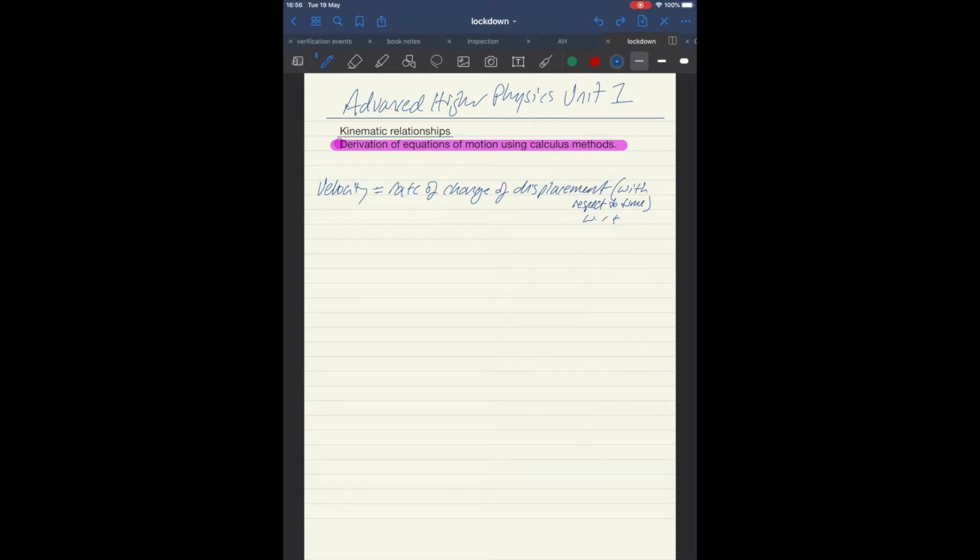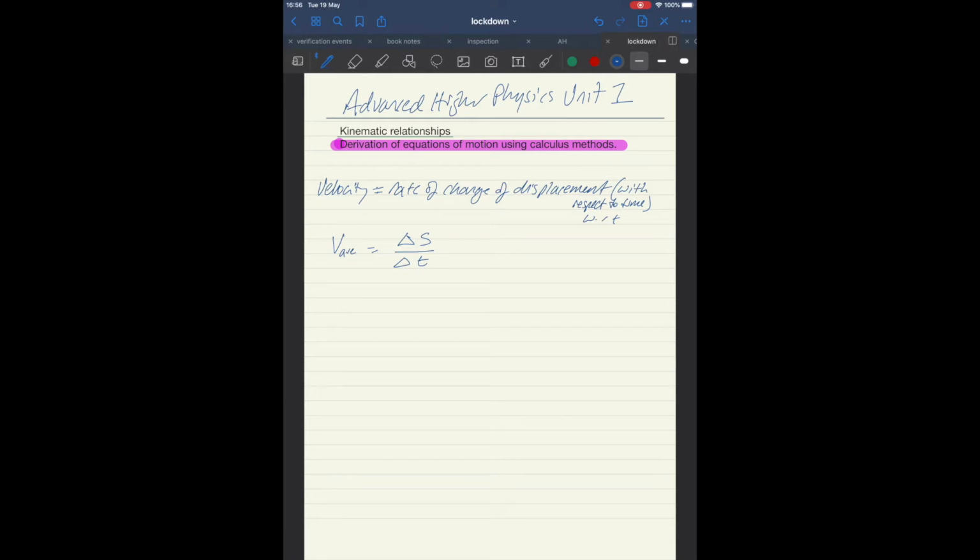Now, how do you get that? So velocity equals the change in displacement over the change in time. That's fairly straightforward. That's called the average velocity: the change in displacement over the time it took to change the displacement. Fairly obvious. But what we want is an instantaneous velocity, not an average velocity.